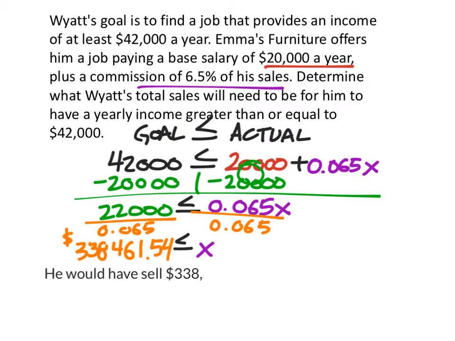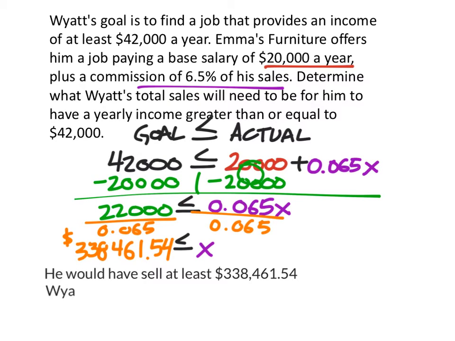338,000. You want the comma? That's fine. $461.54. You know, I should say Wyatt would have to sell at least. That's what I should put. At least $338,461.54. So if we wanted to, we could write it differently, right?